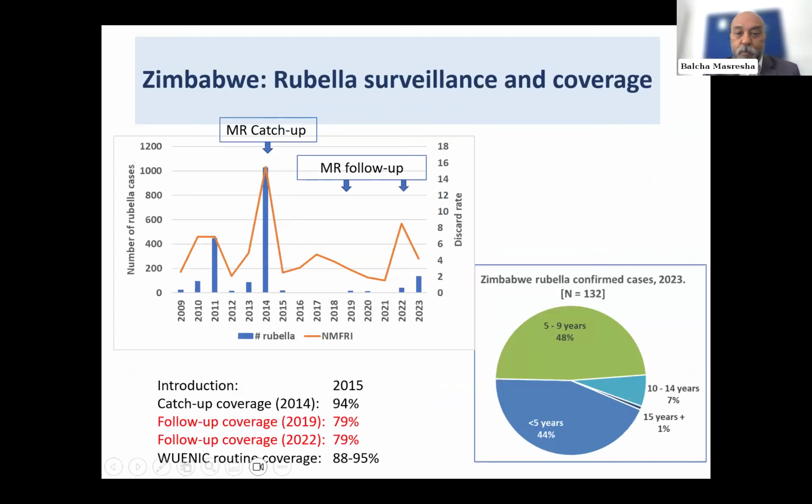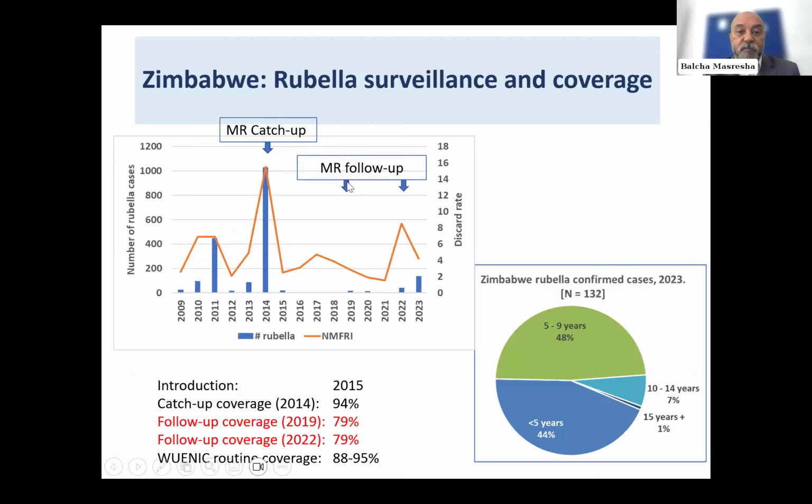This is the case of Zimbabwe, where in the blue bars, you see the number of rubella cases reported. And then the orange line is what we call the discard rate, or the non-measles febrile rash illness rate, just to show that the country has been maintaining relatively high surveillance sensitivity all throughout, with the target threshold being 2 and above, the non-measles febrile rash illness rate or the discard rate. So the catch-up campaign was done in 2014 with a significant reduction of rubella cases all throughout.